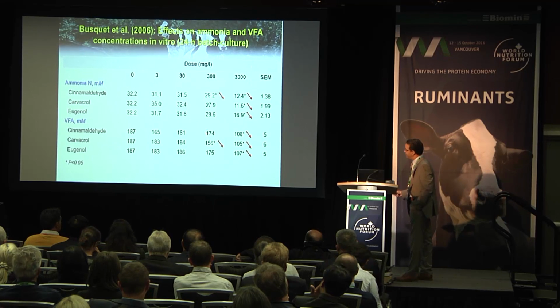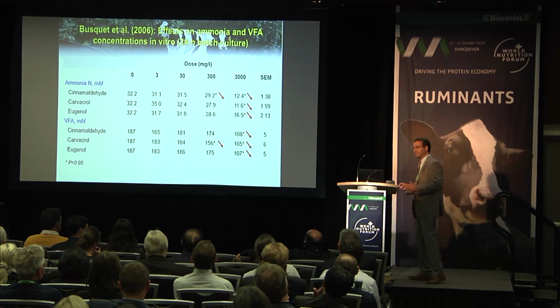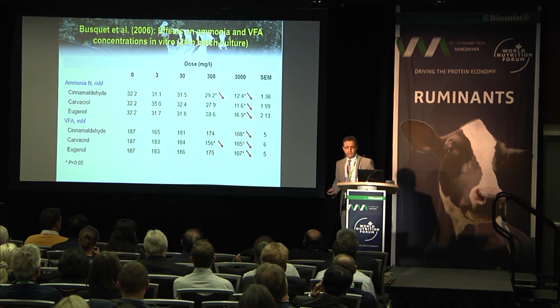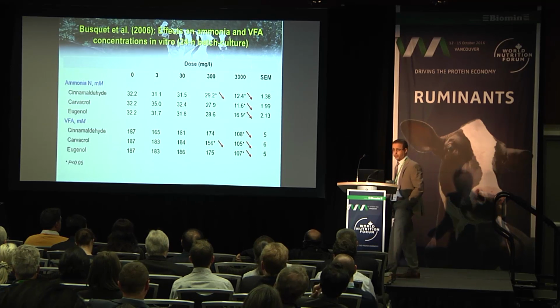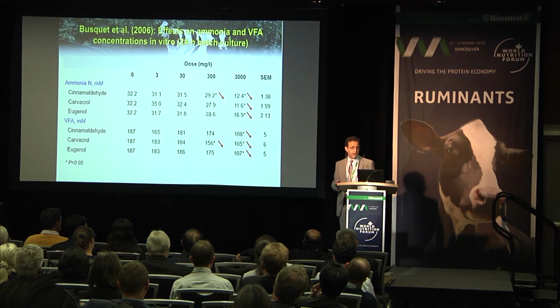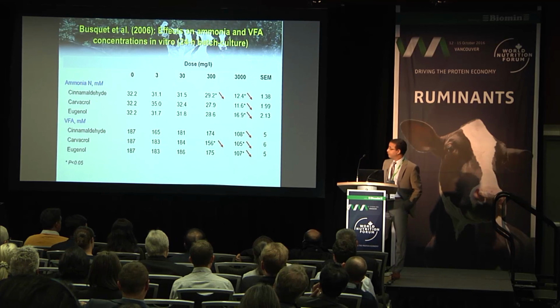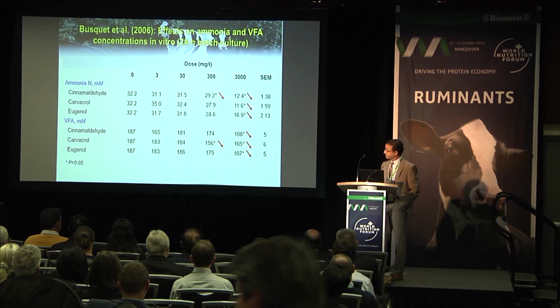However, as you can see here, total VFA production was also inhibited, which is a reflection of an inhibition of the degradation of feed in the rumen. And this means that less VFA are produced, and of course, this is something that we don't want to happen in ruminants, because VFA are the main source of energy to the animal.